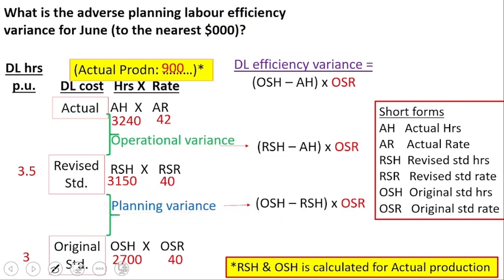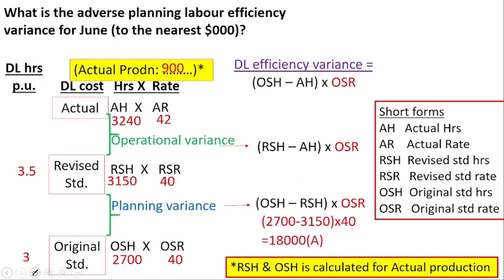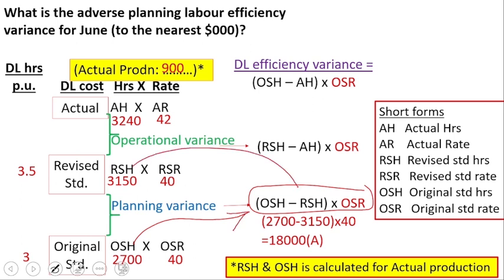Substituting the figures in the formula, original standard hours is 2700, revised standard hours is 3150, original standard rate is 40. The variance is $18,000 adverse. Why is it adverse? Because it's a negative balance. So whenever you write the formula, always remember that you should write the bottom figure first and the top figure subsequently. Only then you will get that positive and negative for the favorable and adverse variances correctly.